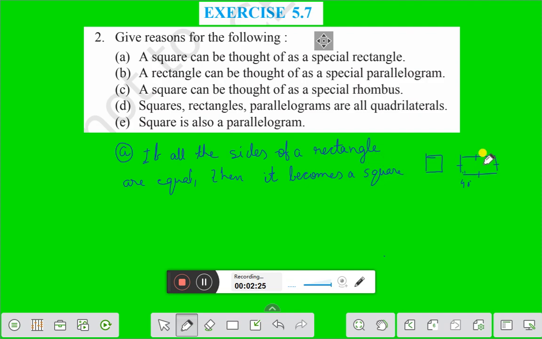Right? I mean, this is a rectangle. If all the sides of the rectangle are equal, then it becomes a square. That is the reason, right? Therefore, you can say that a square can be thought of as a special rectangle.